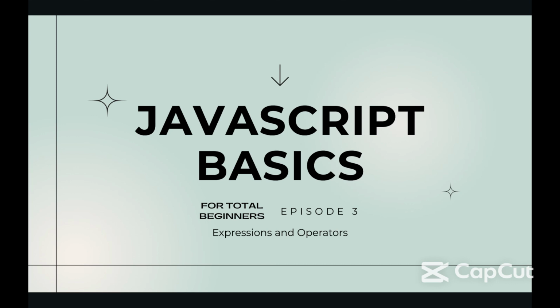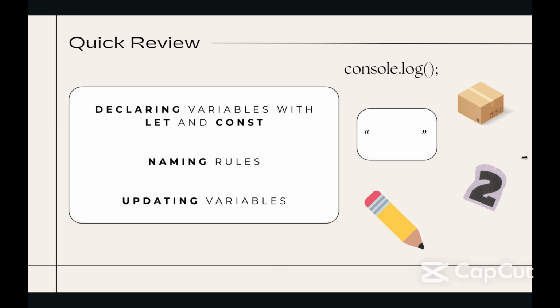This is episode 3 of JavaScript Basics, the series where we break down JavaScript one simple step at a time. Today we're learning all about expressions and operators, also known as how your code starts doing actual logic and math. So let's do a quick review. So far, you've learned how to make variables using let and const, how to name them properly, and how to change their values. Now, let's start using those variables to do things like math, comparisons, and logic.